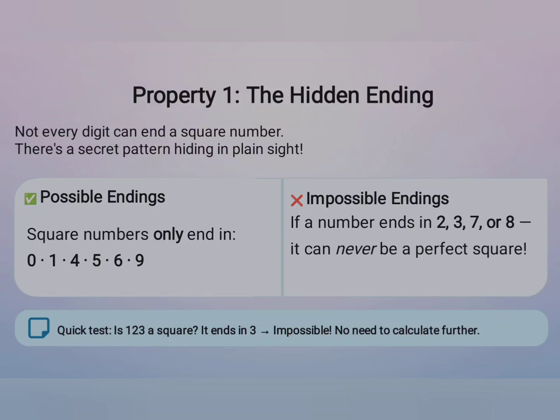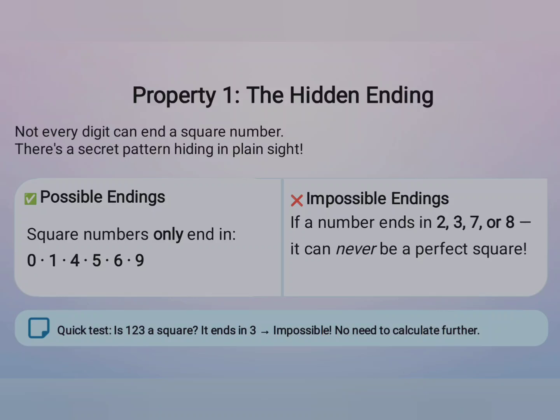Next, we move into the properties of square numbers, the hidden ending. Instead of looking into individual numbers and finding out whether each is a square number or not, we have a smarter way of finding it. The units digit decides whether the given number is a square number or not. If a number ends in 0, 1, 4, 5, 6 or 9, then it may be a square number.